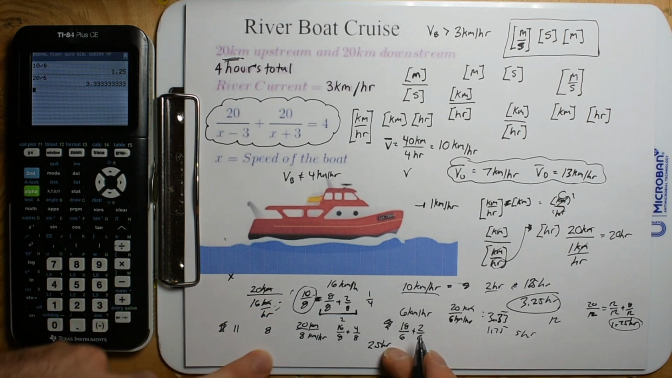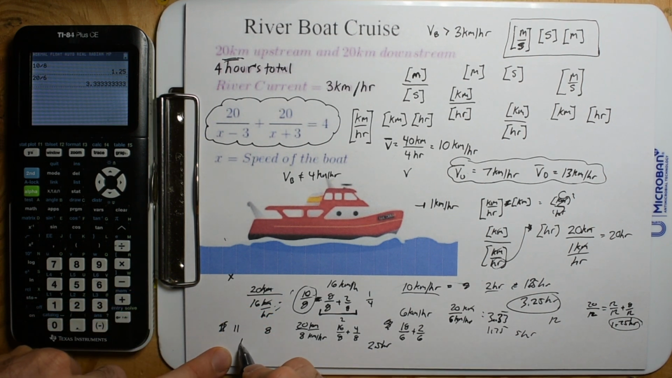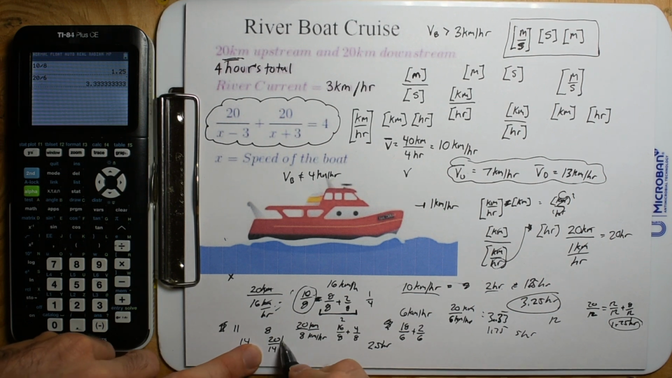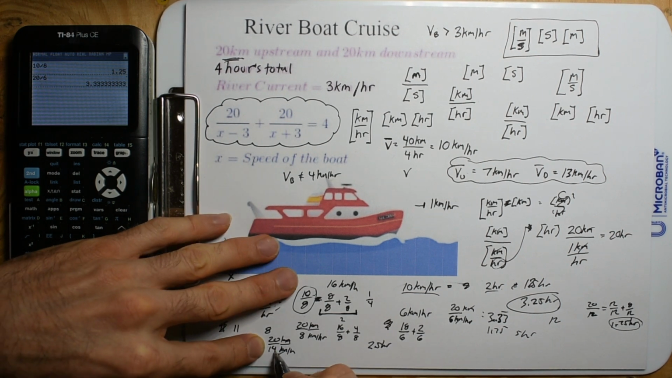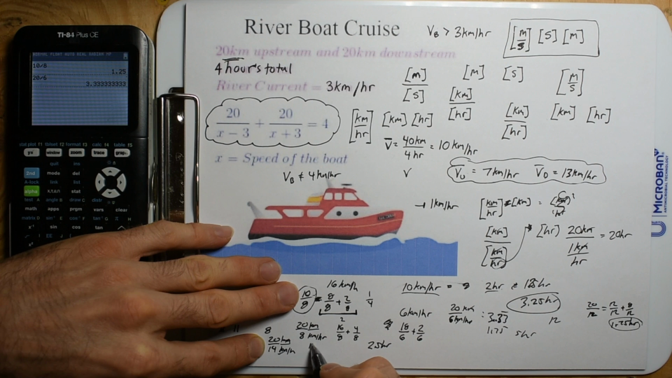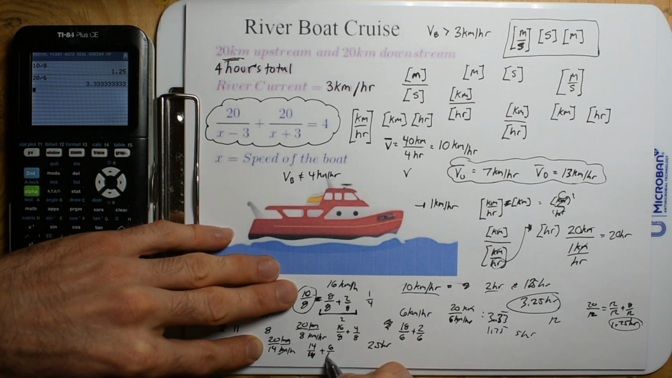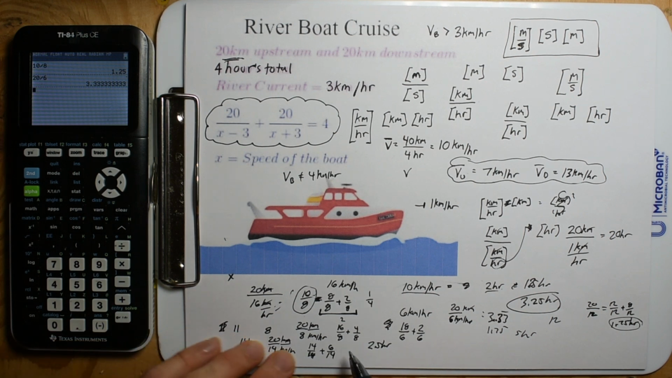And then on the way down, we're going to be 11 plus 3. That's going to be 14. So we're going to do 20 kilometers divided by 14 kilometers per hour. Kilometers cancels. I don't know what 20 divided by 14 is, but using my cool trick now, we got 14 divided by 14 plus 6 divided by 14. Ooh, still don't know what that is.